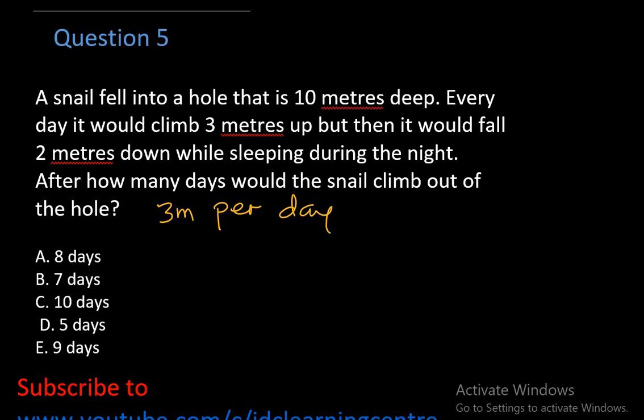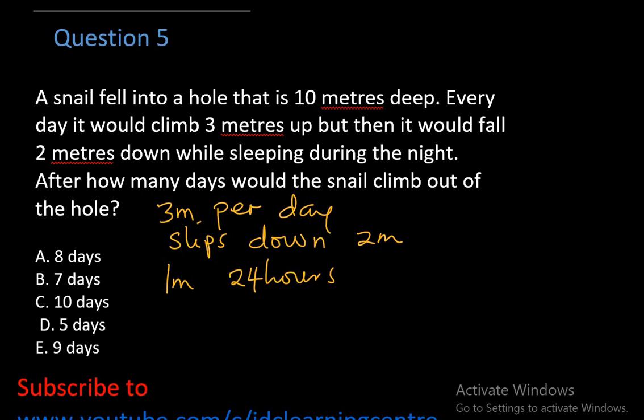Right? But he slides down 2 meters. Therefore, 3 minus 2, 1 meter. The snail crossed 1 meter a day. And in a day, you have 24 hours. Since he moved 3 meters per day, in the night, 2 meters down. So that's 1 meter per day, right? So 1 meter in 24 hours.